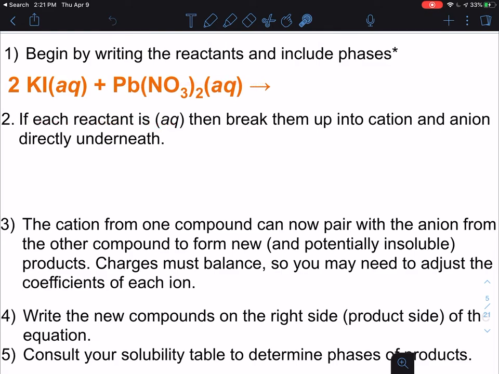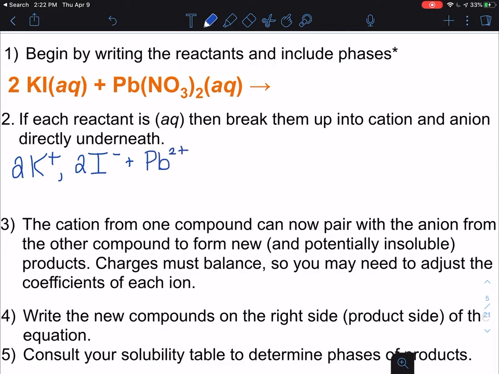So if each reactant is aqueous, which they both are, then you can break them up into cation and anion directly underneath. So I'm going to do that right now. I'm going to write 2K+, comma, 2I-. Now I do the commas because I think your book does always plus, plus, plus, but I do the commas because I like to keep track of the fact that originally these two were part of the first reactant, okay? And then we have lead, Pb.